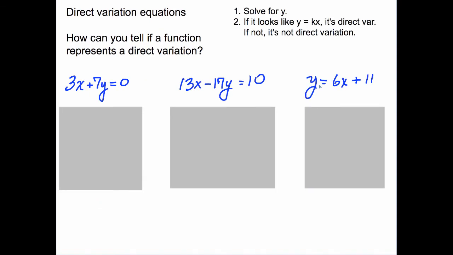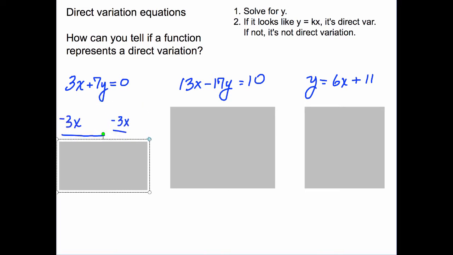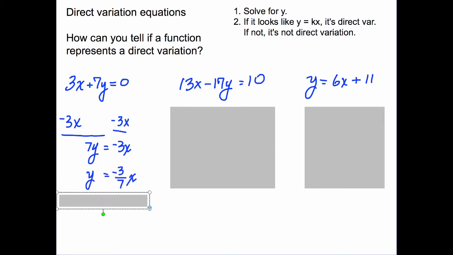What we're going to do for each of these is solve the equations for y, and see if we can make it look like y equals kx. And if we can, then it's a direct variation. So this first one, we will subtract 3x from each side, and we'll get 7y equals negative 3x. And then we'll divide each side by 7, and we get y equals negative 3/7 x. So this is a direct variation. And the constant of variation is negative 3/7.